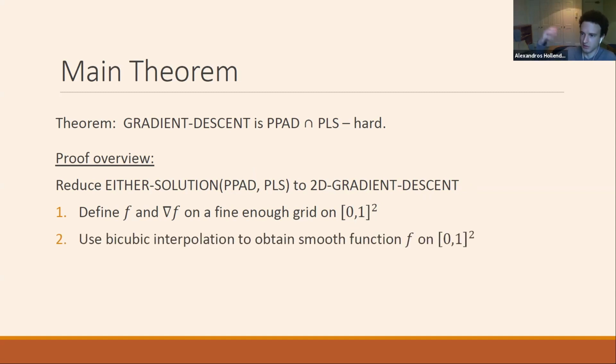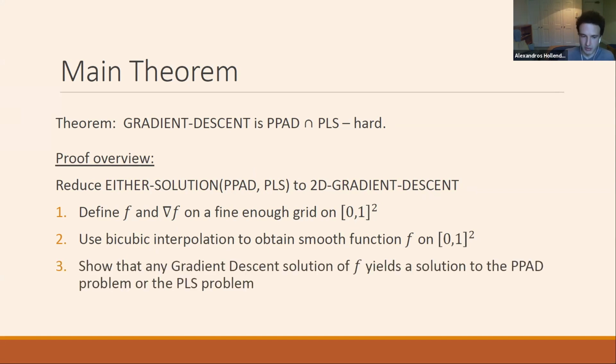So this is the first step, define it on a discrete grid. And then we're going to use a special kind of interpolation, which is called bicubic interpolation, which is going to turn this discretely defined function into a smooth function over the whole domain. And the usage of this bicubic interpolation will ensure that the function we obtain at the end is continuously differentiable. So it is sufficiently smooth, which we need. And then the third step is just to prove that any gradient descent solution of f, in other words, any stationary point of f, from it you can extract a solution either to the PPAD problem or to the PLS problem. And if we have all of these things, then we have provided a reduction. So I'm not going to go into detail about how these things work, but the point is just to present the intuitive ideas behind the reduction.